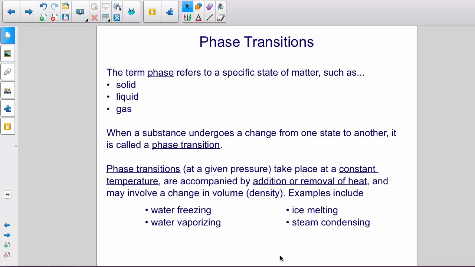Phase transitions. The term phase refers to a specific state of matter, such as a solid, a liquid, or a gas. When a substance undergoes a change from one of these states to another, it is called a phase transition. Phase transitions at a given pressure take place at a constant temperature, and they are accompanied by the addition or removal of heat, and may also involve a change of volume or density. Examples include water freezing or ice melting, water vaporizing, or steam condensing.